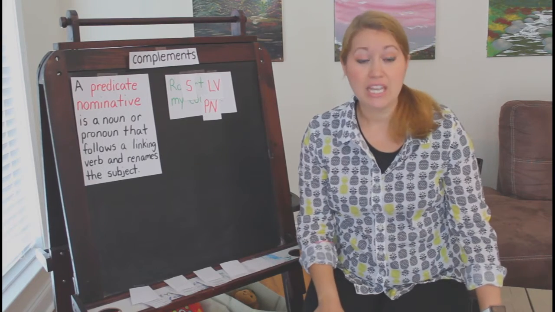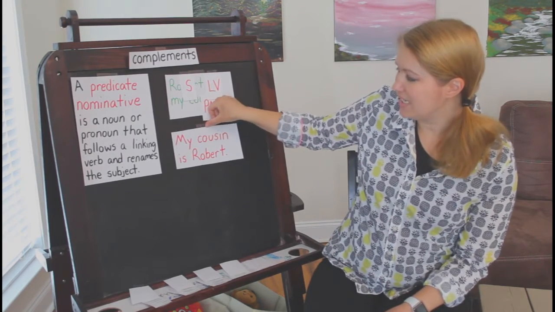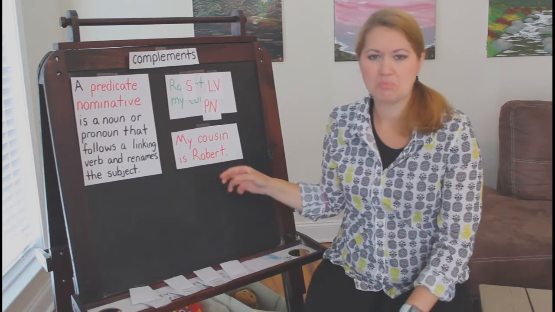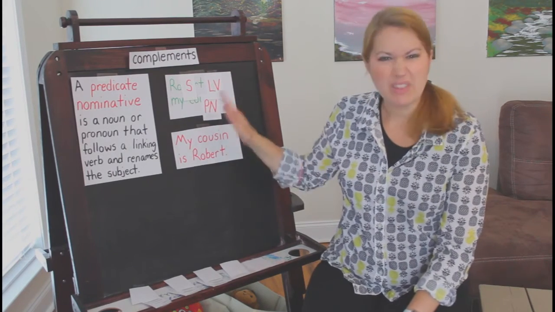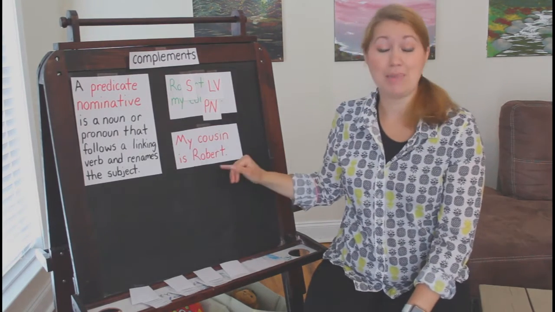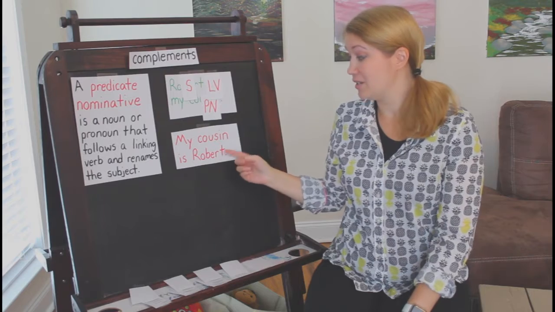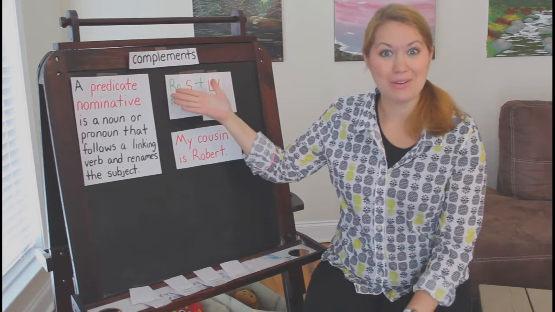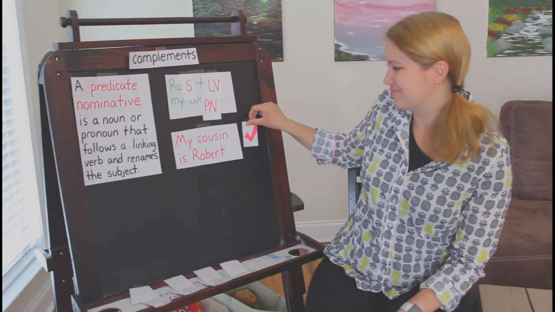One way that you can check is to write your sentence backwards. Let me show you what I mean. Instead of saying Robert is my cousin, I would say my cousin is Robert. Does it still make sense? My cousin is Robert, or Robert is my cousin. Both of those make sense. I know that I do have a noun here that is describing my subject. It's renaming my subject. Robert is renaming cousin in this sentence. Cousin is renaming Robert in my other sentence. Both of these are right. So in this case, I know that it's right.